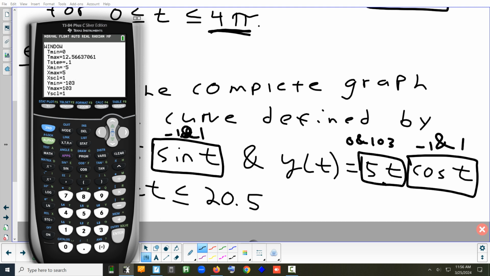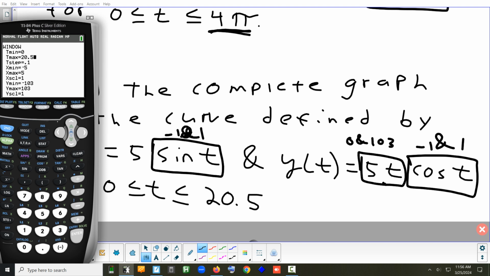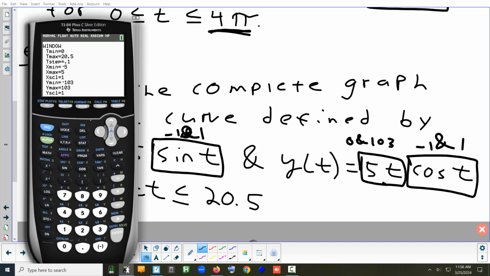Okay, so I think we got everything lined up. I'll put in your Tmax. It's supposed to be 20.5. Does it start at 0? Yep. Going by 0.1s, I'm not sure that's going to be enough. Let's try 0.1 and we'll see how it looks.